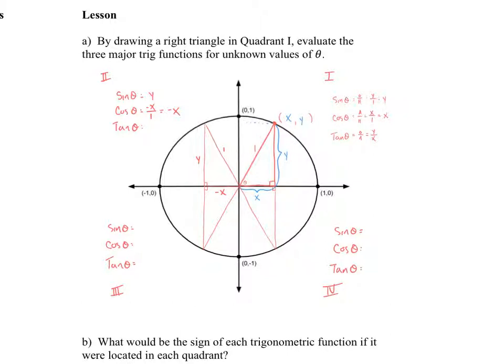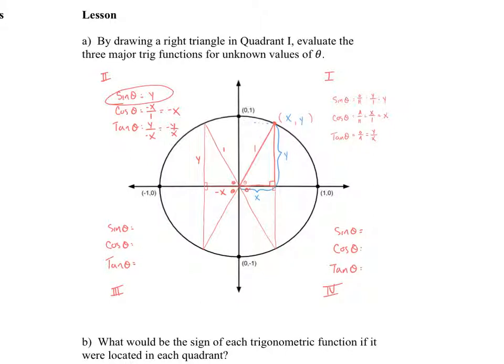Tangent in this quadrant is going to be opposite over adjacent. So let me just remind us here that these are our angles. That's theta. That's going to be your opposite side, which in this case is y, over your adjacent side length, which here is negative x, which means that tangent is also negative in quadrant 2. So it's important to note that in quadrant 2, sine is the only trig function that stays positive. The other two would both be negative.